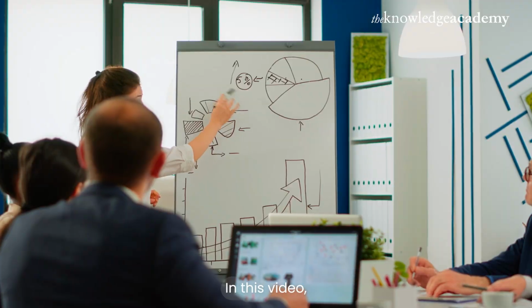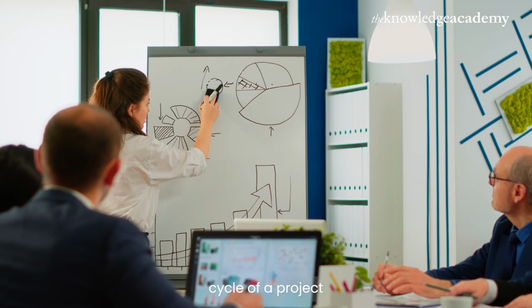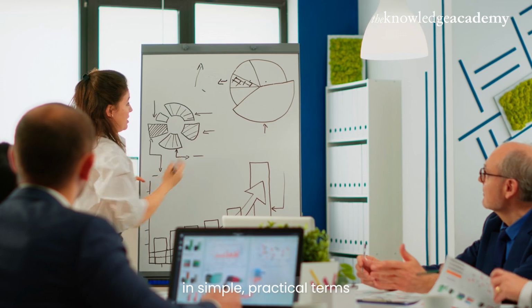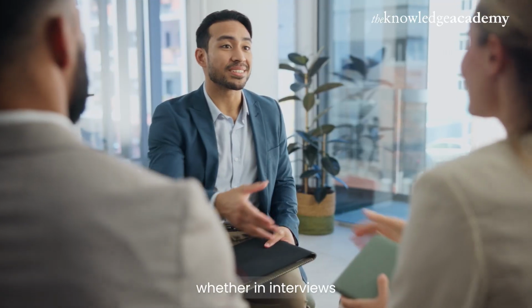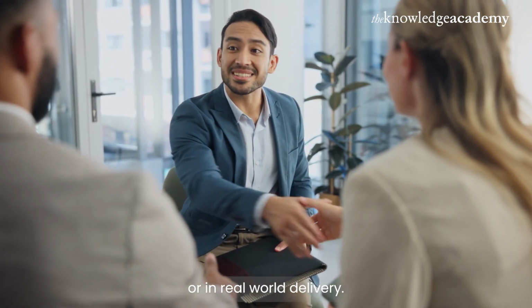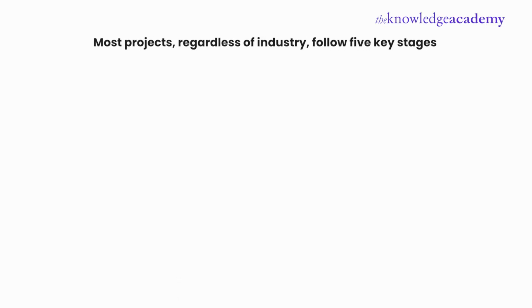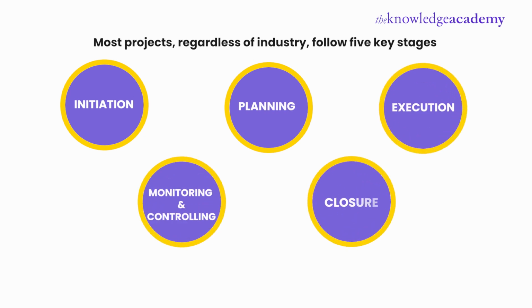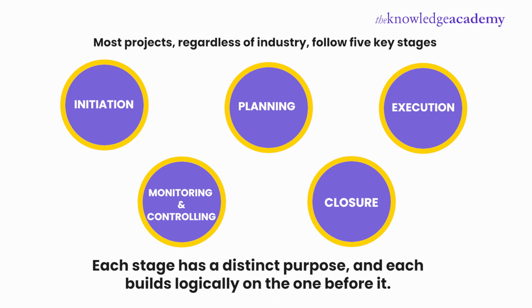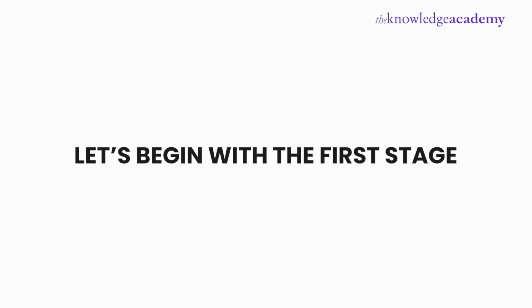with confidence. In this video, we explain the life cycle of a project in simple, practical terms so you can understand it clearly and explain it confidently, whether in interviews or in real-world delivery. Most projects, regardless of industry, follow 5 key stages: initiation, planning, execution, monitoring and controlling, and closure. Each stage has a distinct purpose, and each builds logically on the one before it. Let's begin with the first stage, initiation.